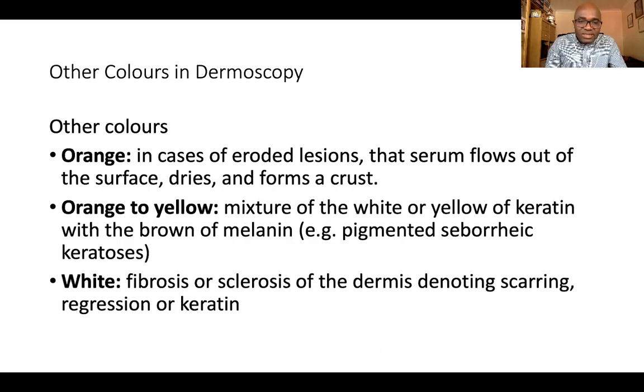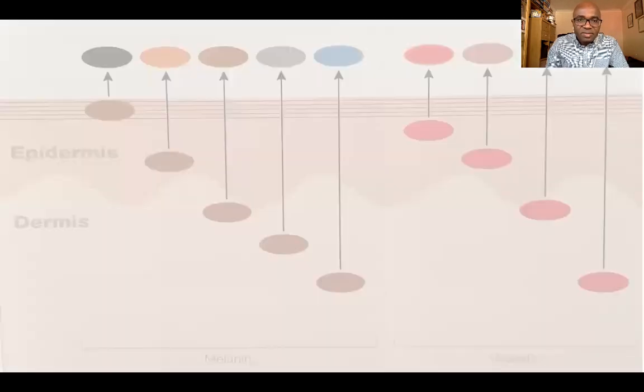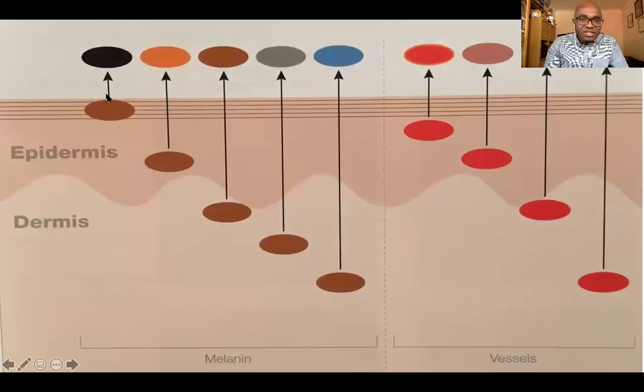Then when you see white, you think of either fibrosis or sclerosis in the dermis, denoting scarring or regression, or keratin. You see creamy white in some keratin plaques, in what looks like a milia-like cyst. When we come to seborrheic keratosis, I'll describe what it looks like on dermoscopy. So this is just appreciation of the color.